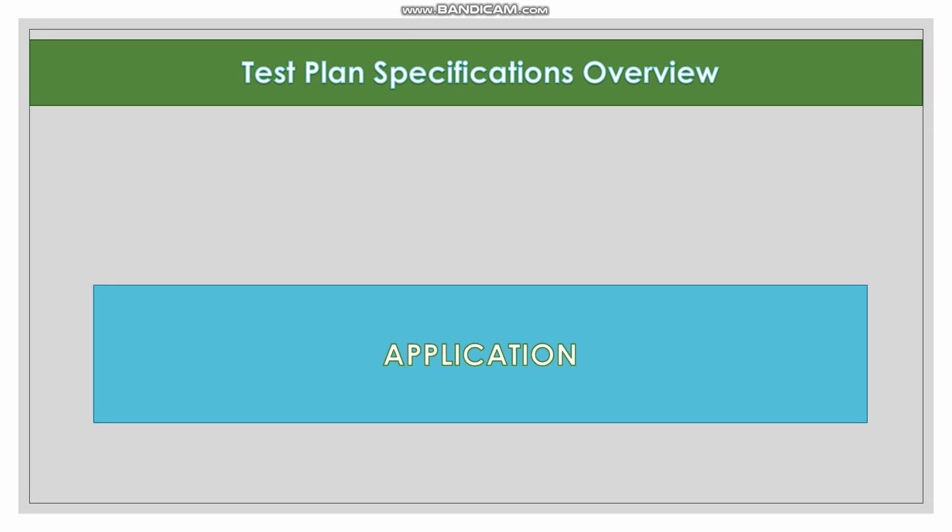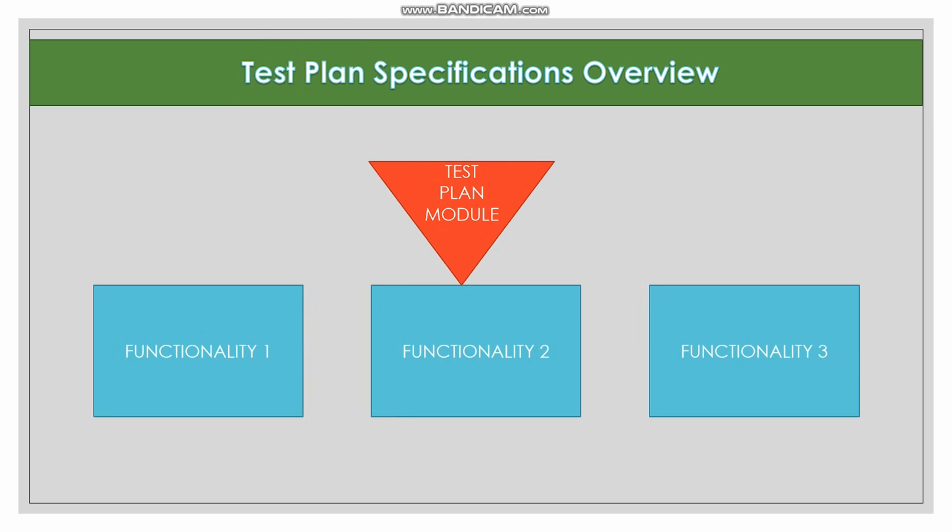Test plan specification overview. The test plan as a whole is too large, so the test plan module is able to divide the application according to functionality. The user may divide the application into units by creating folders in the test plan tree. It could be a graphical representation of the test plan, which could display the tests.